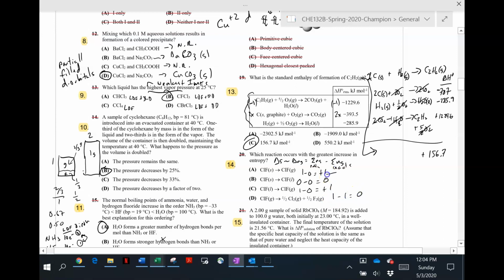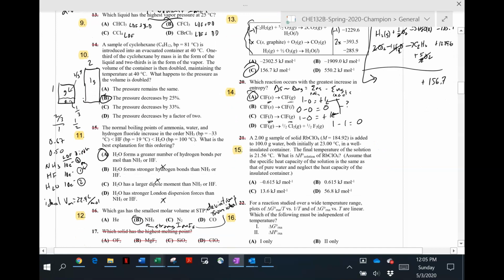Okay, so one of these two is going to be our largest entropy. Which one is it going to be? Well, C, we're going from liquid to gas. A, we're going from solid all the way to gas. So our starting point in terms of order is much more ordered in A. So A is going to be our answer. Since it's solid to gas, we're going to pick that as our greatest increase in entropy.